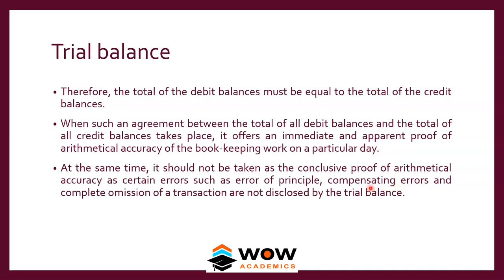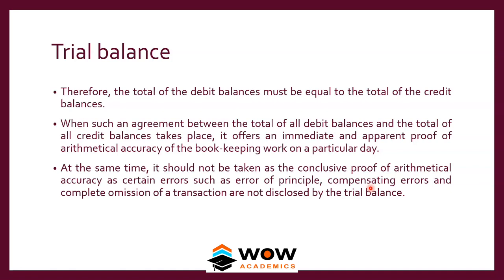For example, without a journal, without the evidence, you have created a sales of 10,000 rupees. And wrongly, or without evidence, you have created another entry of sales returns of the same 10,000 rupees. So now both will compensate each other.